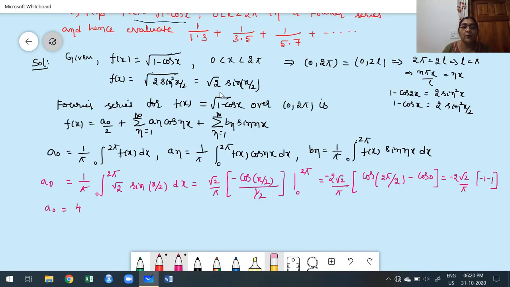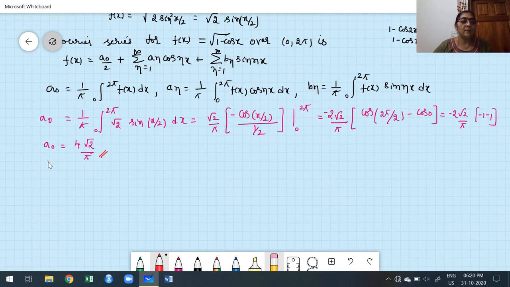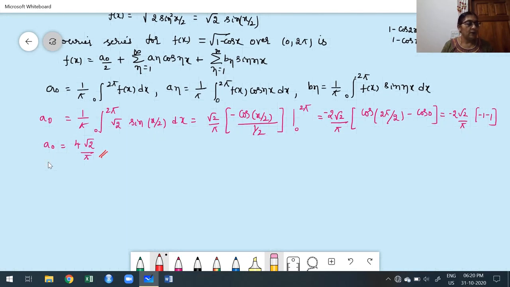2 into minus 1 is minus 2, 2 into 2 is 4. Minus into minus plus, 4 root 2 by pi is the answer for A naught. Okay. Next, try to find out which value? The An value. While finding the An value, I have to take care of this.